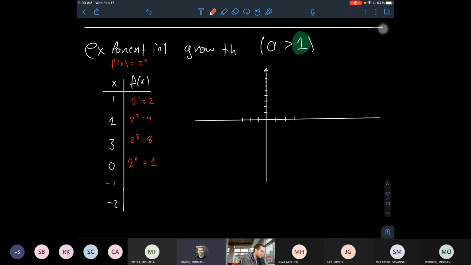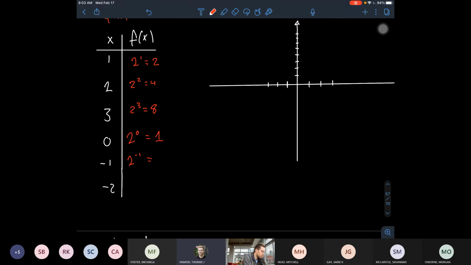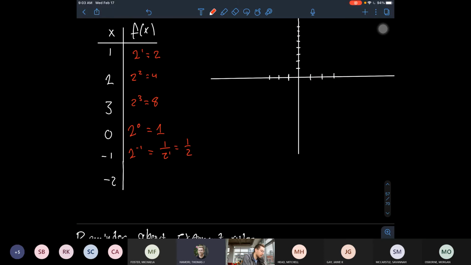And now if we want to plug in these negative numbers, I already kind of explained how we do that. If we have 2 to the negative 1, remember a negative power means we just move that to the denominator. This is just 1 over 2 to the power 1, and 2 to the power 1 is just 2. So this would be 1/2. And then if we plugged in negative 2, 2 to the negative 2 would be equal to 1 over 2 squared, which is 1 over 4.